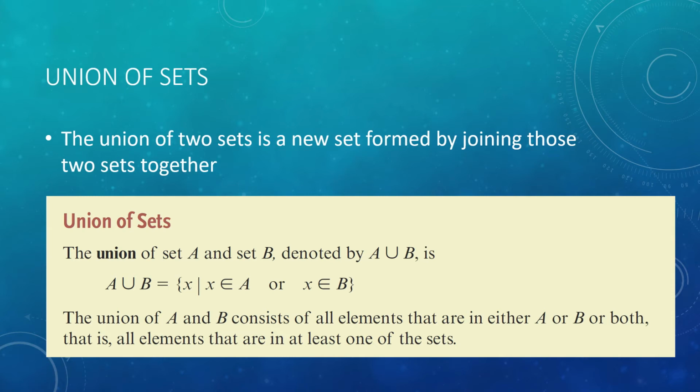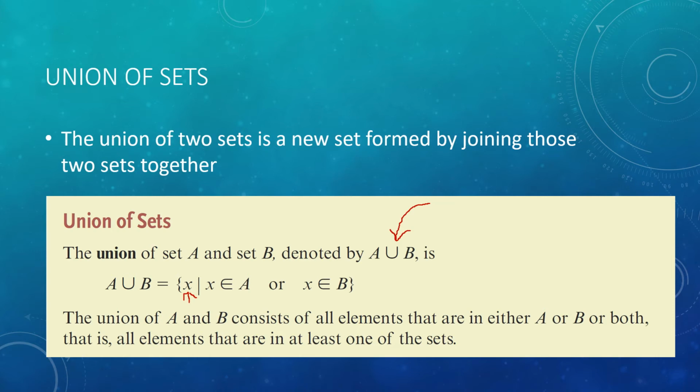Here's the formal definition of the union, and this is the symbol that we use for the union. This one's easy to remember because union starts with U, and its little symbol also looks like a U. It says the union of a set A and B, denoted by A union B, is all of the x's such that x is an element of A or x is an element of B. The union of A and B consists of all elements that are in either A or in B or in both. That is, all of the elements that are in at least one of the sets.